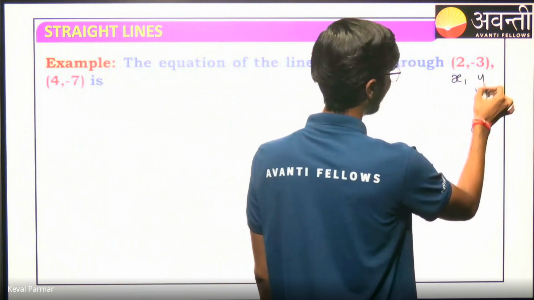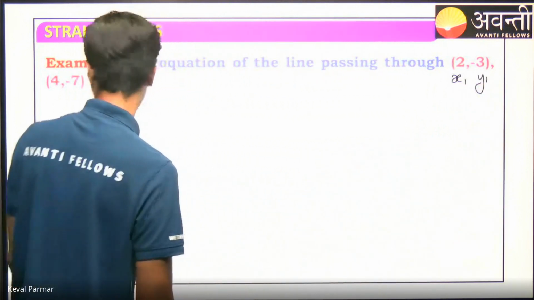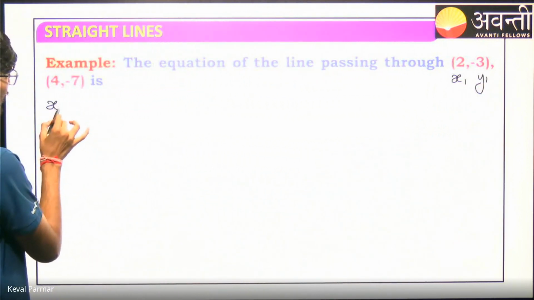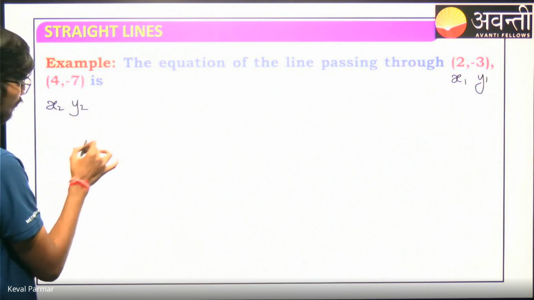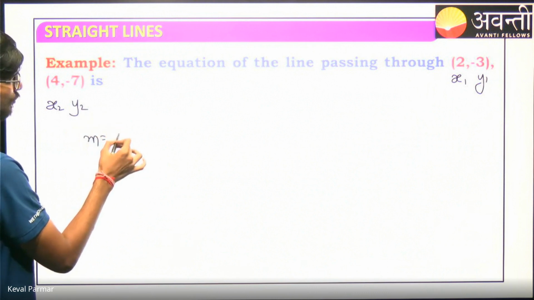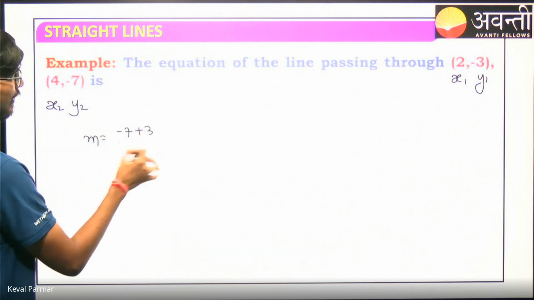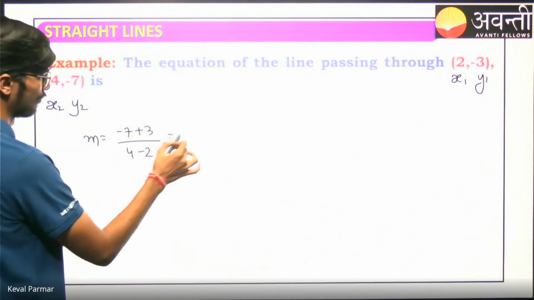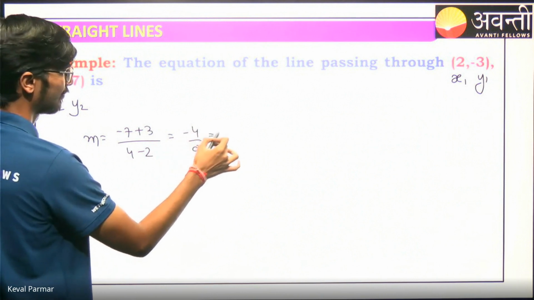Let's say this is x1 and y1, and let's say this is x2 and y2. So what will be the slope, guys? Slope will be y2 minus y1 upon x2 minus x1, so minus 7 plus 3 upon 4 minus 2, which is minus 4 by 2, which is minus 2.